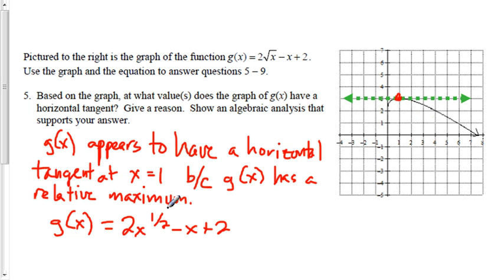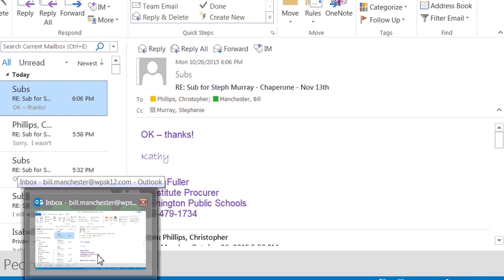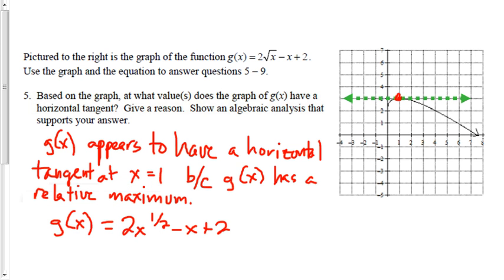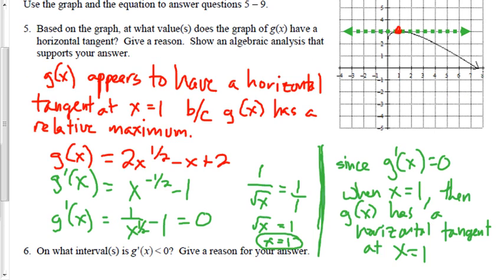So what I'm going to do is rewrite the original function. So instead of square root of x, I wrote x to the 1/2. Now I'm going to take the derivative, and I'm going to set it equal to 0, and I'm going to solve for that value of x. And that should come out to be x equals 1. Let's see if it does.